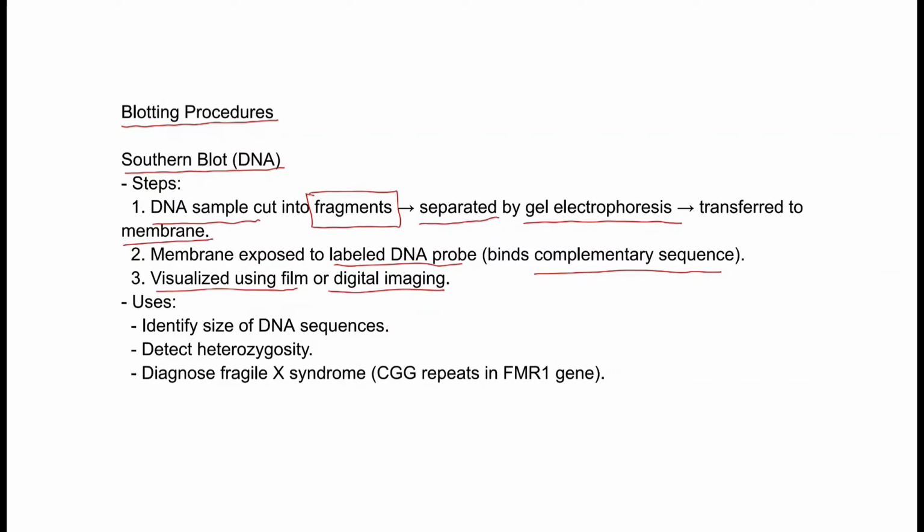Uses of Southern blot: it identifies the size of a DNA sequence, detects heterozygosity, and is also used for diagnosis of Fragile X syndrome, or CGG repeats in the FMR1 gene. So these three are uses of Southern blot.